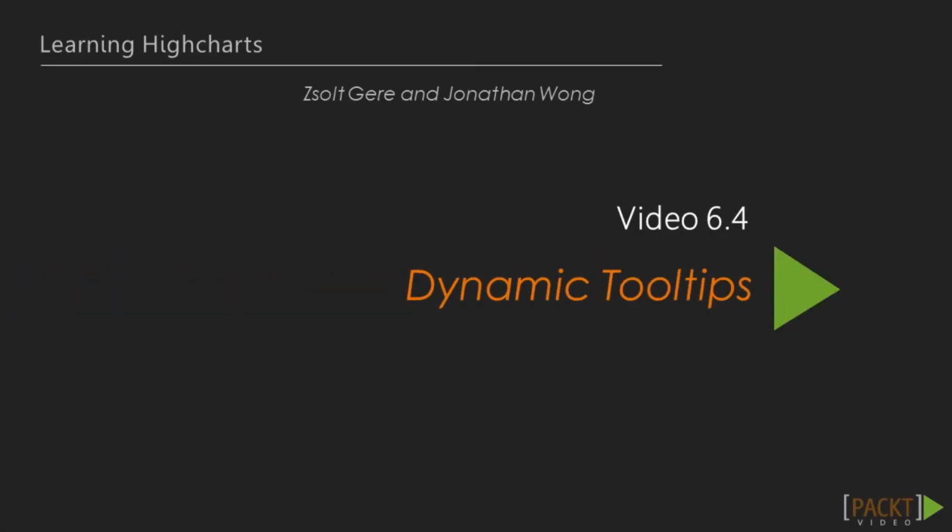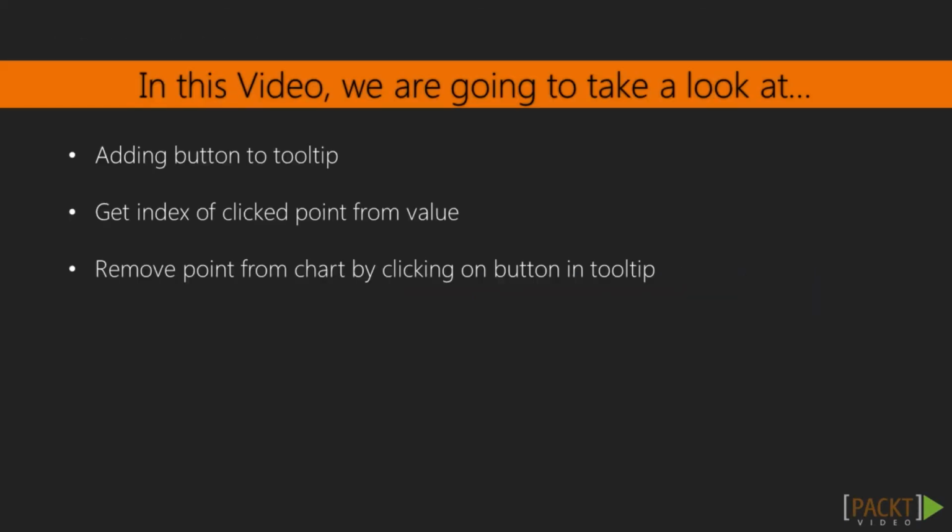Hi there, this is the Dynamic Tooltips video. In the previous video, we looked at how we can click and annotate charts on the fly in a few steps. In this video, we're going to take a look at how we can make a tooltip interactive. In our interesting example here, we're going to put a button on a tooltip which, on click, removes the point selected. In order to get this result, first, we need to get the value of the point we click.